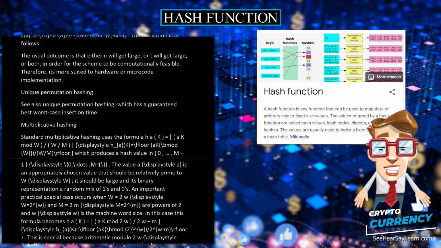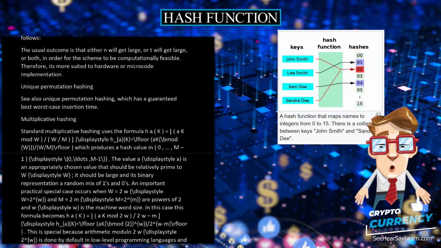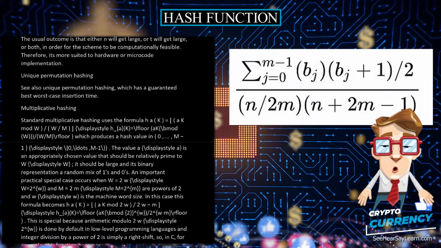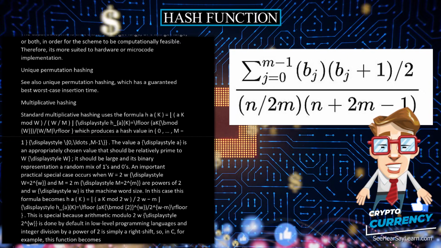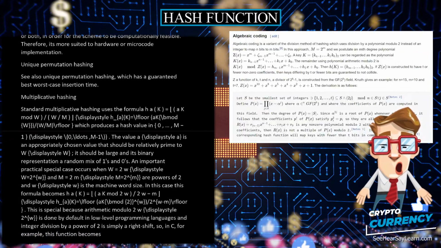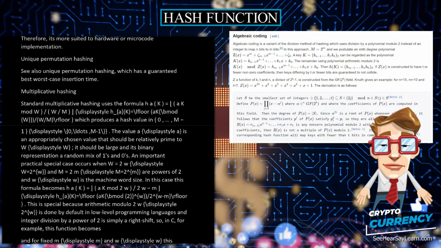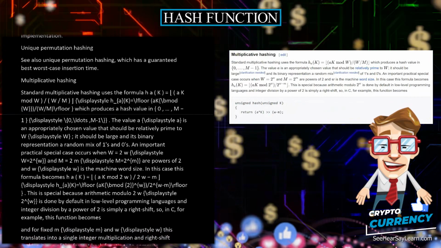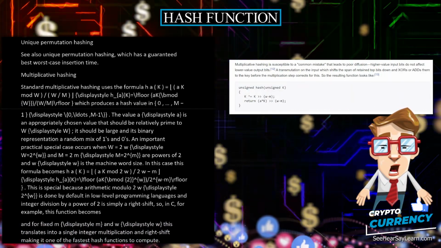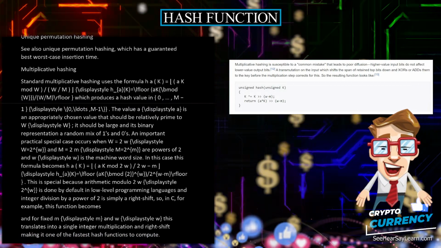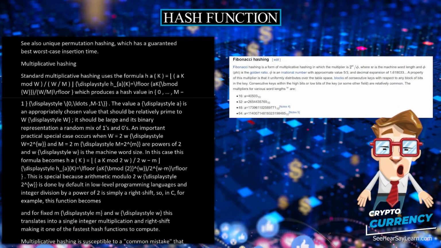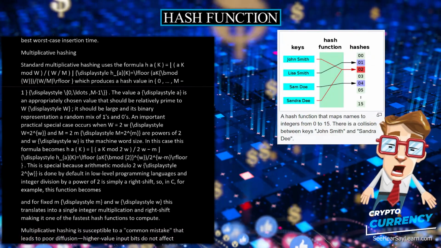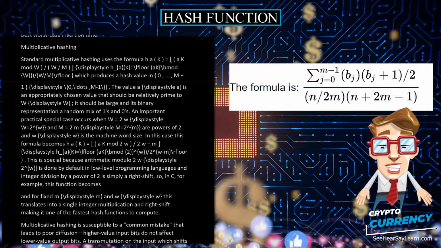An important practical special case occurs when W = 2^w and m = 2^m are powers of 2 and w is the machine word size. In this case this formula becomes h_a(k) = floor((ak mod 2^w)/2^(w-m)).